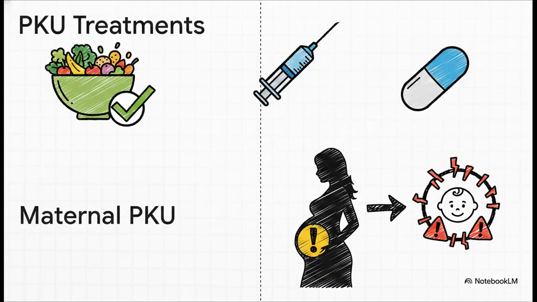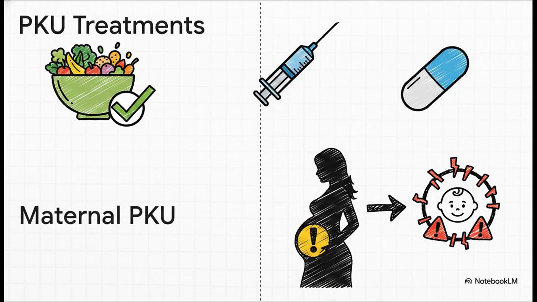So how do we treat it? It mostly revolves around a super strict low phenylalanine diet, while also supplementing tyrosine, which actually becomes an essential amino acid since the body can't make it anymore. We also have therapies like BH4, which is the enzyme's essential cofactor, and even a newer injectable enzyme called PEG-valiase.